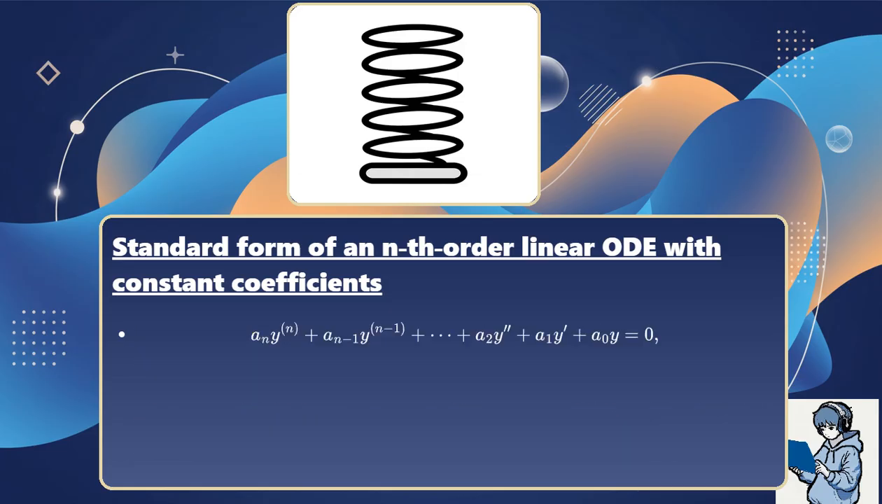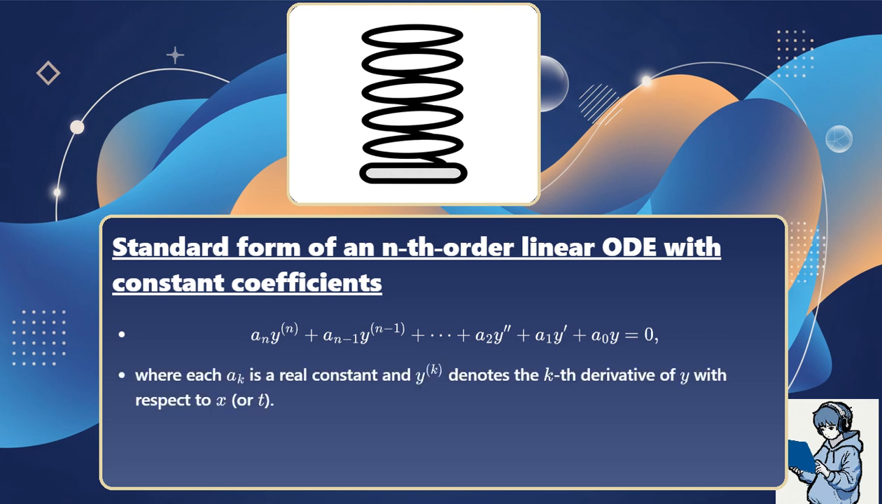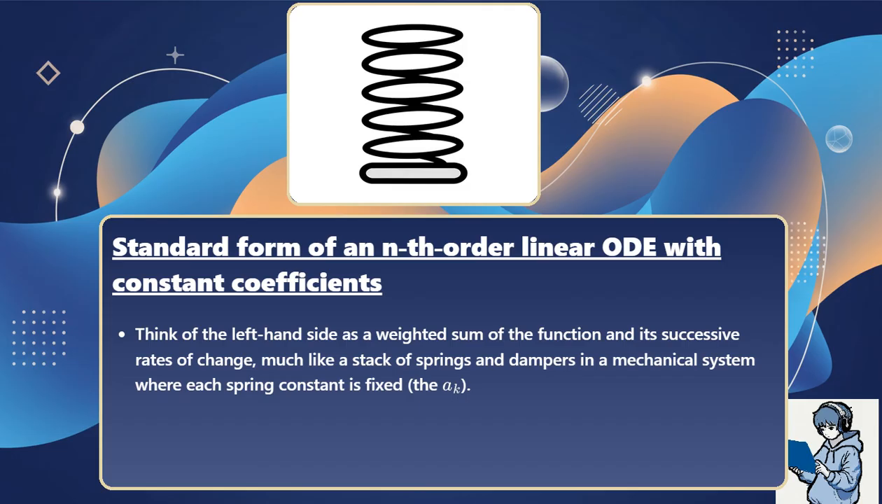a_n y^(n) plus a_(n-1) y^(n-1) plus ... plus a_2 y'' plus a_1 y' plus a_0 y equals 0, where each a_k is a real constant, and y^(k) denotes the kth derivative of y with respect to x or t. Think of the left-hand side as a weighted sum of the function and its successive rates of change, much like a stack of springs and dampers in a mechanical system where each spring constant is fixed, the a_k.